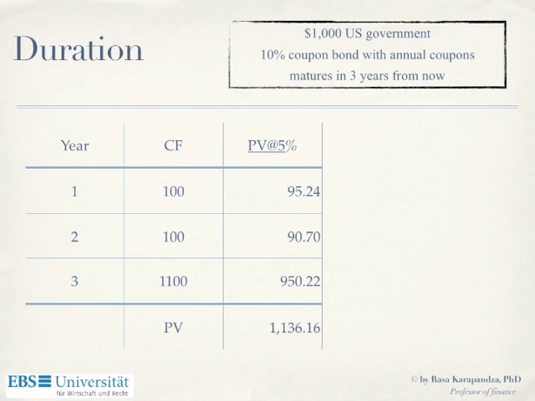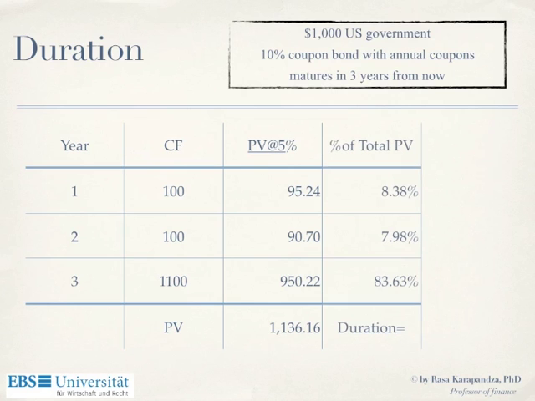This 95.24 is obtained by 100 divided by 1.05. This 90.7 is 100 divided by 1.05 squared. This 950 is 1,100 divided by 1.05 to the third. You add all these numbers, this is the present value of the bond. This is $1,136.16.